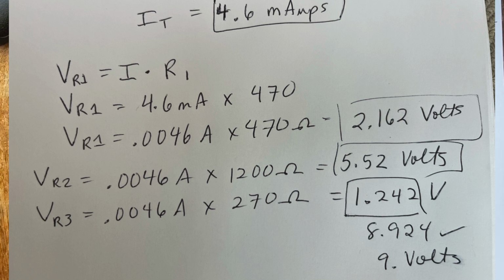So let me add those up real quick. I have 1.242 already in my calculator. I'm going to add that to 5.52, and then add that to 2.162, and so my voltage drops total 8.924, and so we can round that to 9 volts. So that checks out. Okay, so now let's set that up in Tinkercad and check all of these boxed answers.